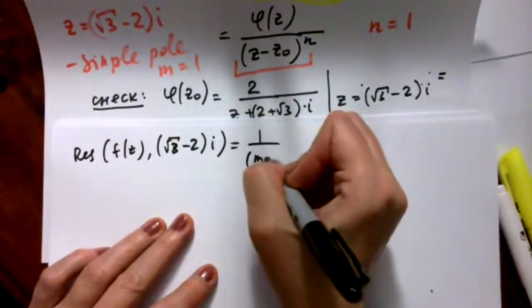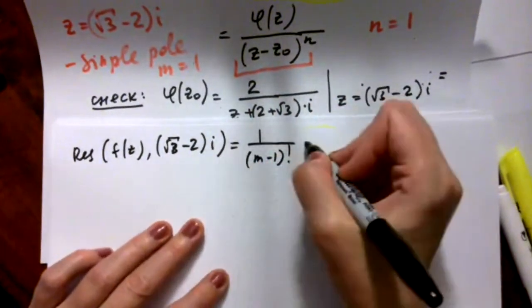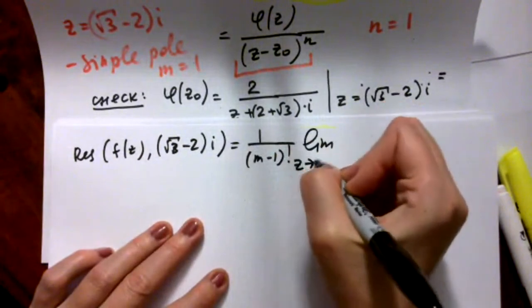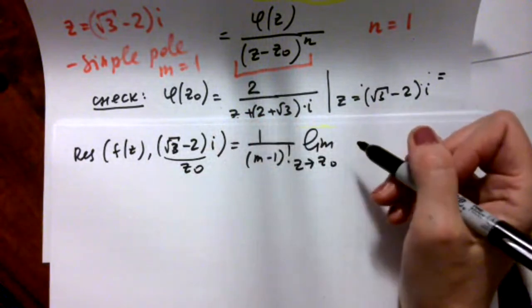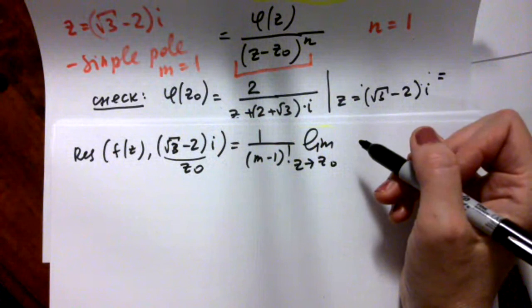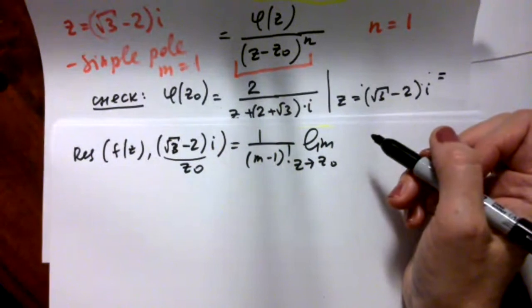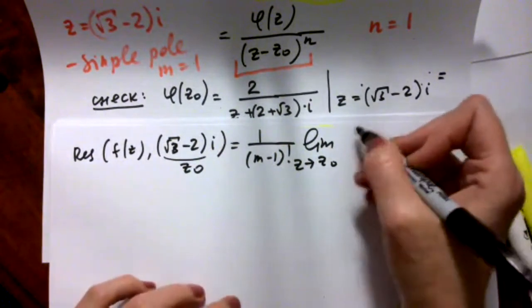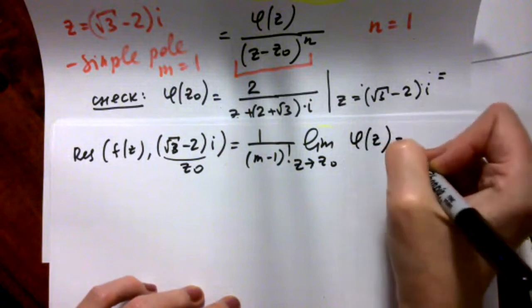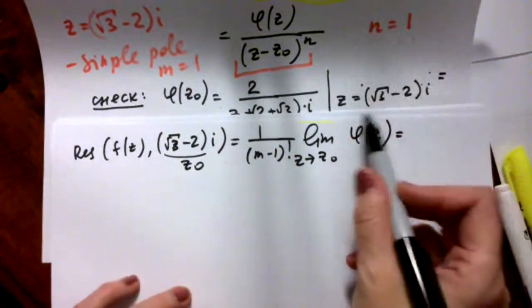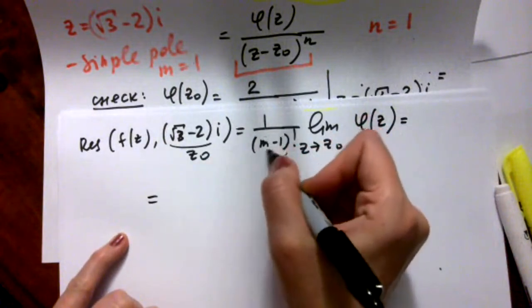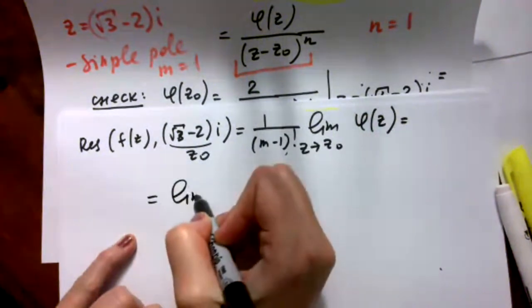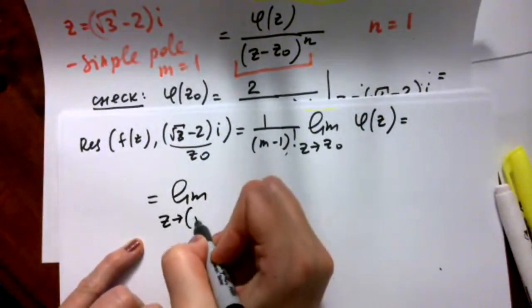1 divided by m minus 1 factorial. I'm going to write this formula again. Limit when z tends to this z0. And what is the order of our derivative? Usually it's a derivative of order m minus 1. But m minus 1 in our case will be 1 minus 1, which is 0. And derivative of order 0 means no derivative at all. So we need to write just phi of z here. You remember we discussed it before in this tutorial, that this is actually phi of z. So this is 1, of course, because 1 minus 1 will be 0. 0 factorial is 1.